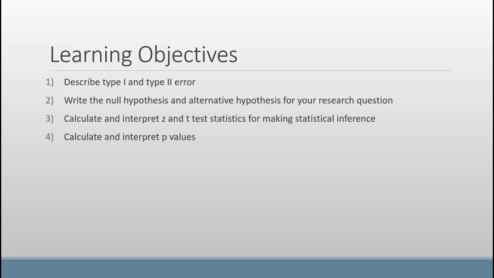Here are the learning objectives for this week's lecture. Upon completion, the student will be able to describe type 1 and 2 error, as well as write the null hypothesis and alternative hypothesis for research questions, as well as be able to calculate and interpret Z and T test statistics for making statistical inference, and lastly, be able to calculate and interpret the p-values.